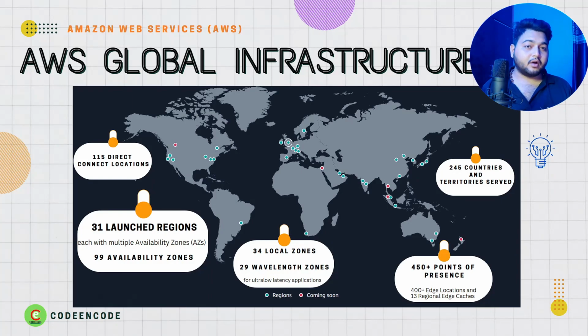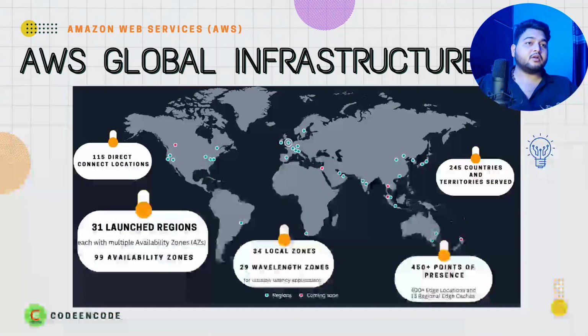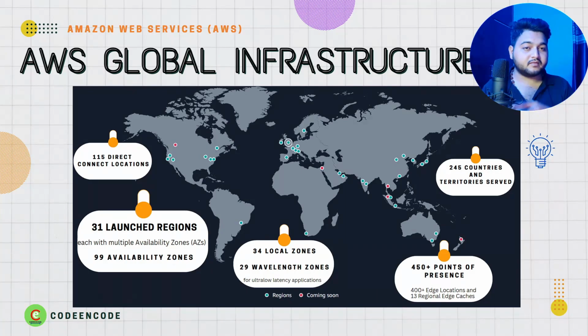AWS has lots of services, and since they have lots of services, they have lots of people using the AWS services. So they have a very large infrastructure which is distributed all over the world, right? So we will discuss the AWS global infrastructure first, then we will look into what regions are, what edge locations are, what availability zones are, and all these things will be discussed, right?